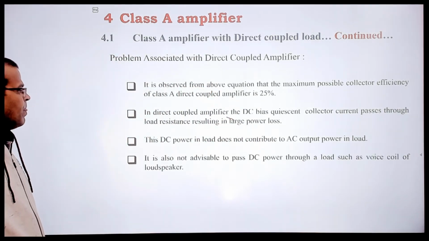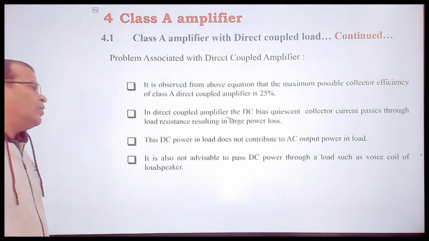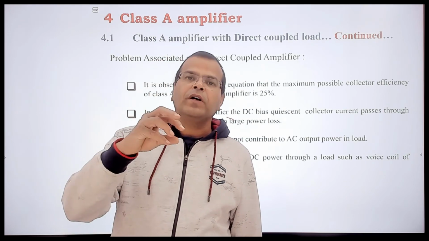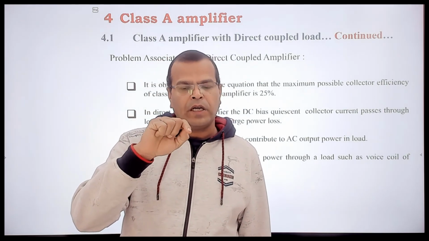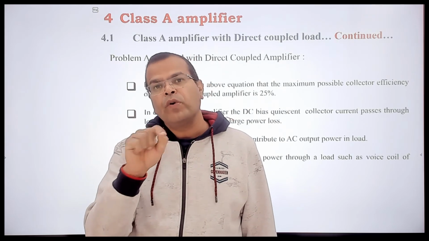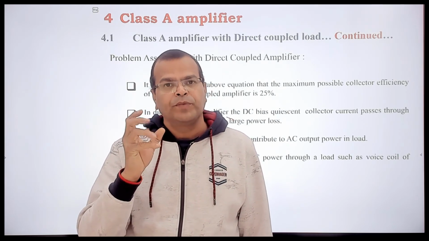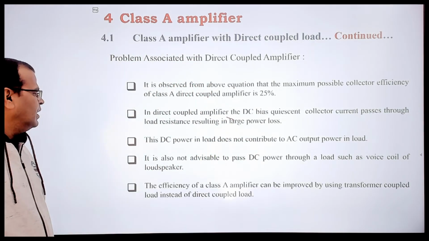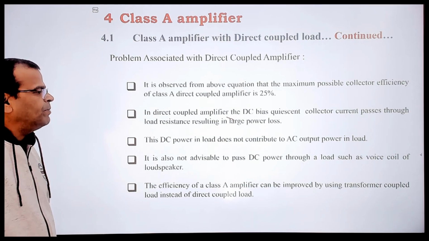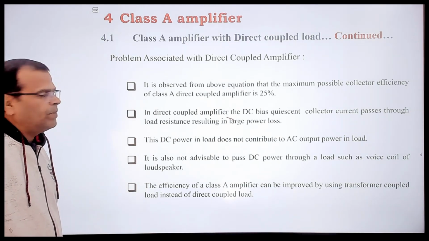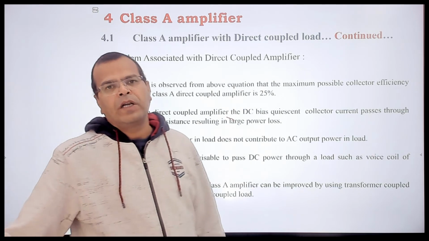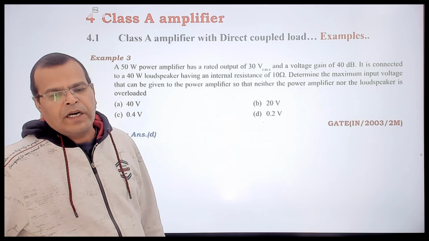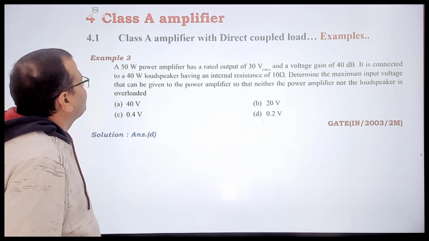Then we have, it is also not advisable to pass DC current through the load, suppose your class A amplifier is connected at the input of a loudspeaker, so that DC current should not pass through the coil of the speaker. So that is always avoided. So that is what I am trying to say here. Then the efficiency of class A amplifier can be improved by using a transformer coupled load. We will see what transformer coupling is in the next topic. Before we proceed to that, let us see the example.